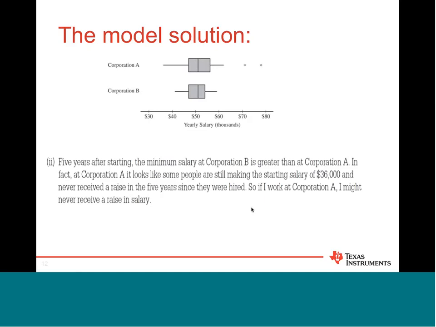Another solution about why you could go to B is because there's less variability, you won't have that low salary there. Everybody got a raise, so multiple reasons why you could go to Corporation B. But remember, both solutions had to appeal to looking at the display. You have to come back to look at the display.